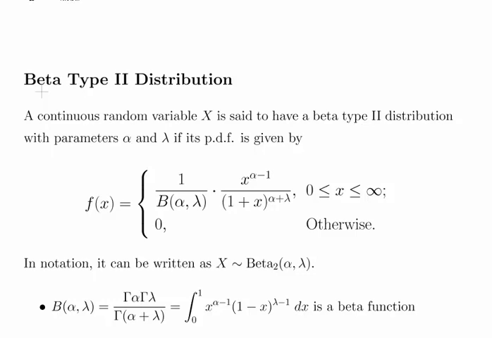Okay, in this presentation we are going to look at the beta type 2 distribution, which is also known as the beta prime distribution. Now, it's very similar to the beta type 1 distribution, but there are some important differences, and we'll touch on them here. A continuous random variable x is said to have a beta type 2 distribution with parameters alpha and lambda if its PDF is given as follows.